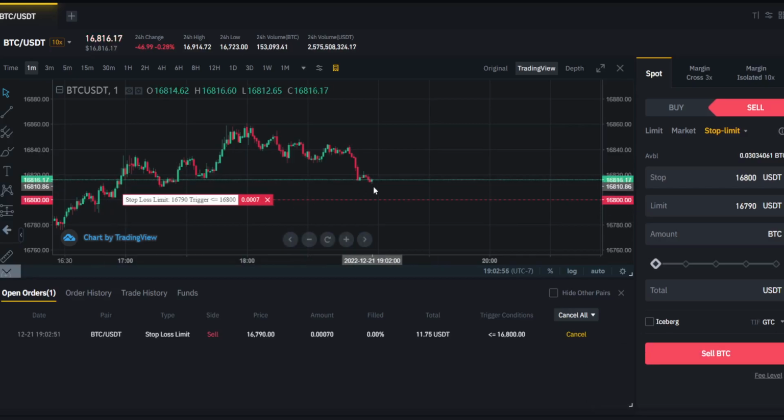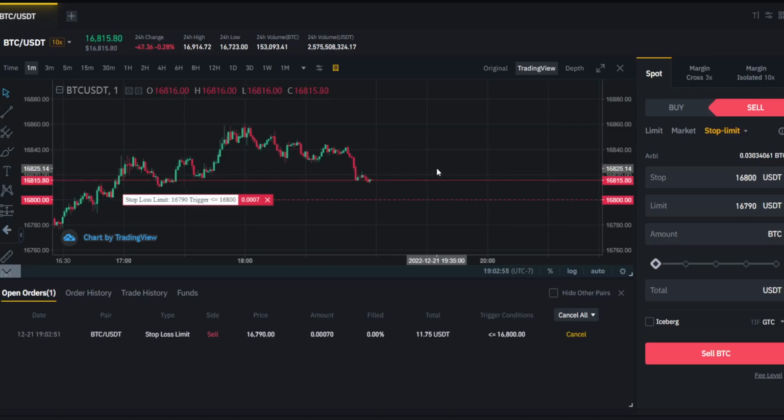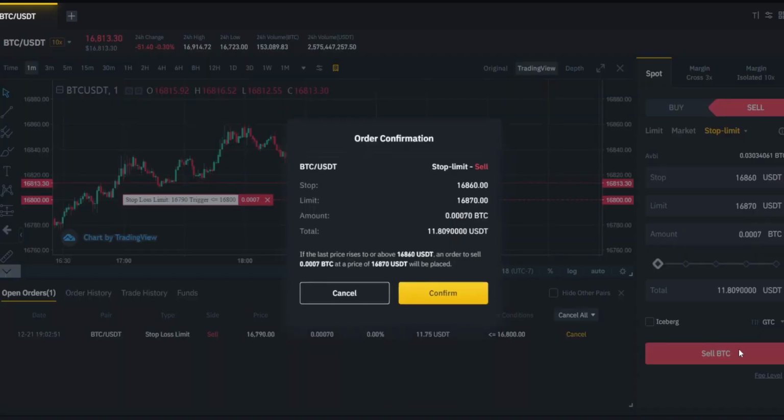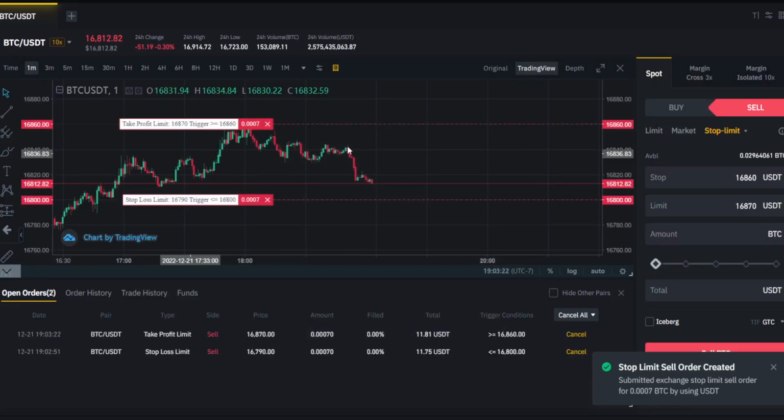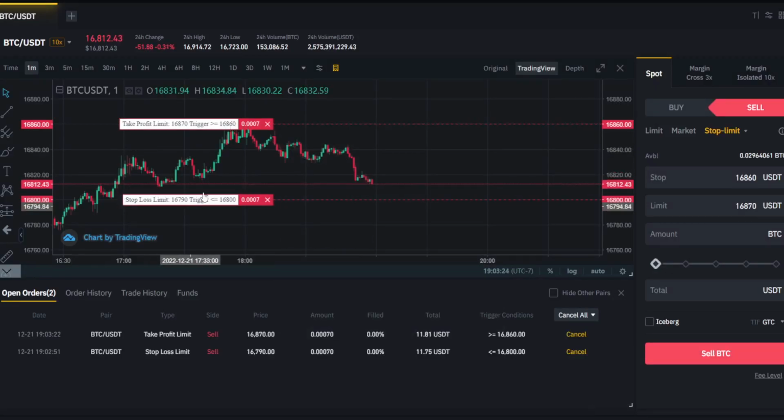Now let's also protect our profits in case the price goes higher. For this example, we will set our stop price at 16,860 and our limit price at 16,870. Amount 0.007 Bitcoin. Now you can see both the stop loss limit and the take profit limit.